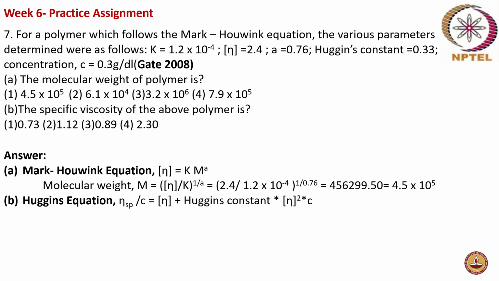The second part of the question, here you have to use the Huggins equation, where the Huggins equation is given by specific viscosity by concentration is equal to intrinsic viscosity plus Huggins constant into intrinsic viscosity square into concentration. Here again everything is given, right? Now calculate and tell me what is the value of specific viscosity. Do you have your calculators nearby? Yes, ma'am.